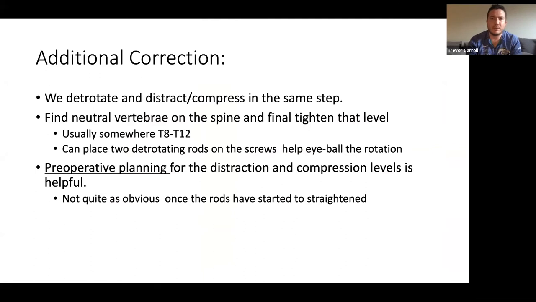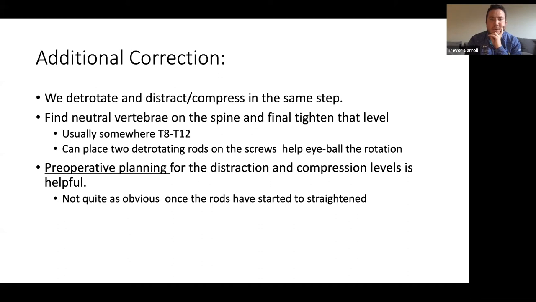Yeah, and then we're going to do the sequential distractions, compression, as well as derotating it. There's all different ways of doing it, but we like to do it in the same step on each pedicle. It's helpful if you find the neutral vertebra, you can lock that down with a final tightener. It's usually somewhere between T8 and T12.